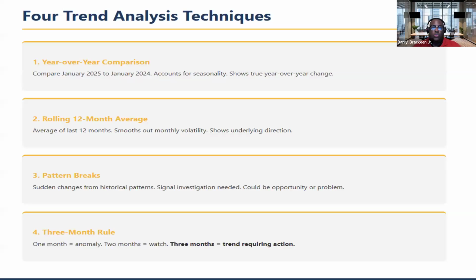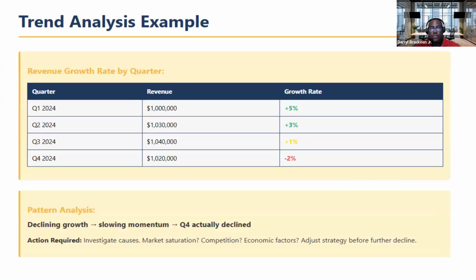So what are the trends that you need for this analysis? There are just four. All right. And again, the worksheet is in the chat. So the first one is year-over-year comparison. The second one is rolling 12-month average. The third is a pattern break. And the fourth is a 3-month rule.